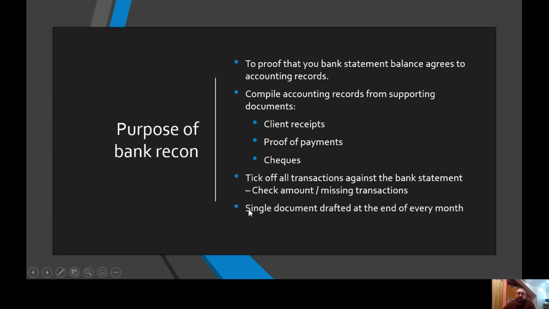So basically, a bank reconciliation is a single document that we draft at the end of the month. It's not like a ledger that has a running balance from day one and you just add to it. It's a new document. It's a document that we compile as a snapshot at month end to say, this is my bank balance per my cash book, this is my bank balance per my statement, and if there's a difference between those two, these are the reasons why they differ.